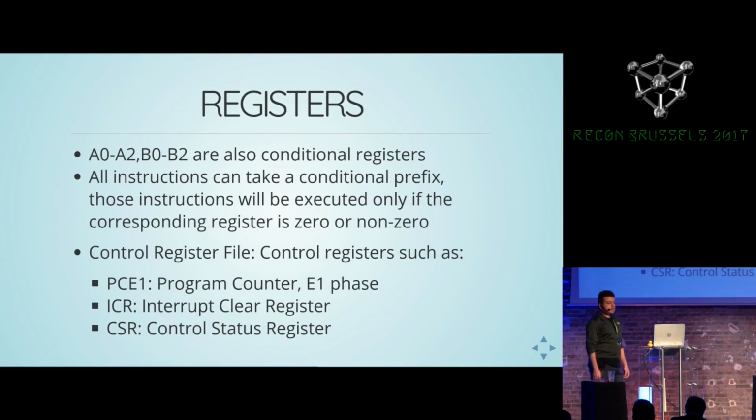Furthermore, 6 registers are also conditional registers. All instructions on this DSP take a conditional prefix, and those instructions are executed only when the corresponding register is either 0 or non-zero. There's also the control register file that has control registers like the program counter, interrupt clear register, interrupt set register, and a lot of stuff.